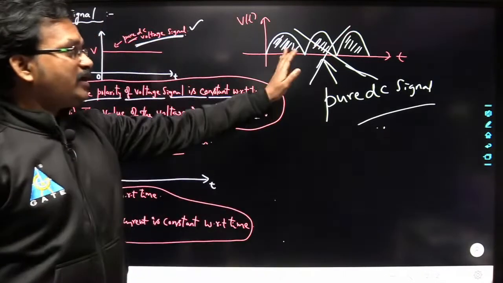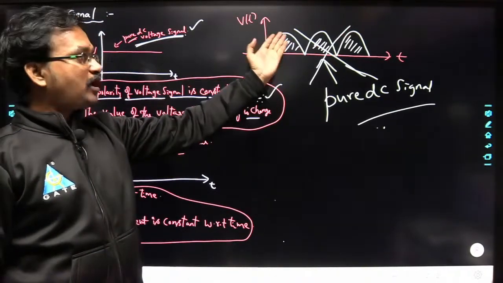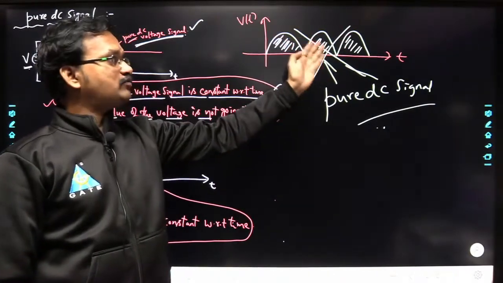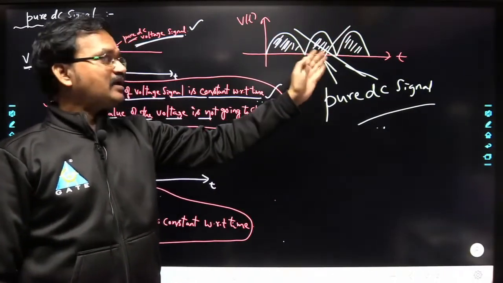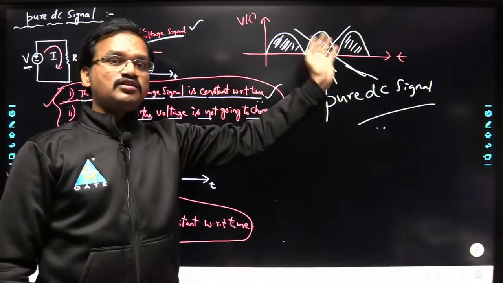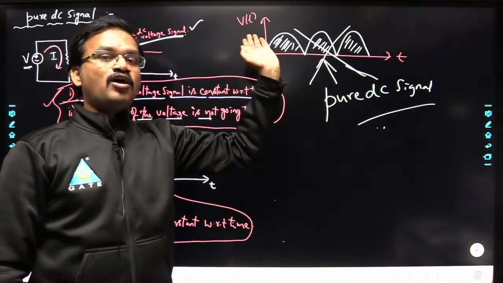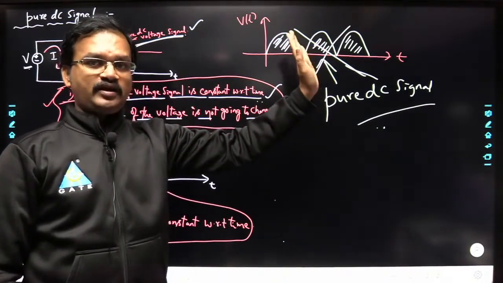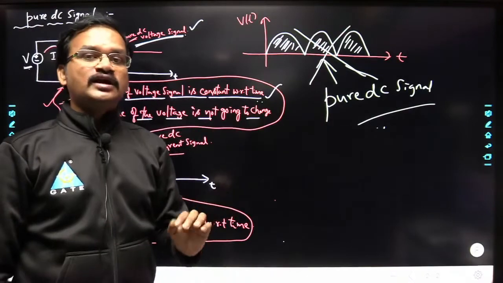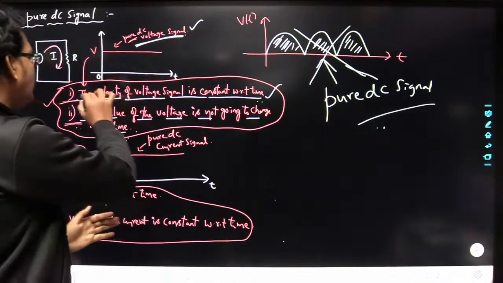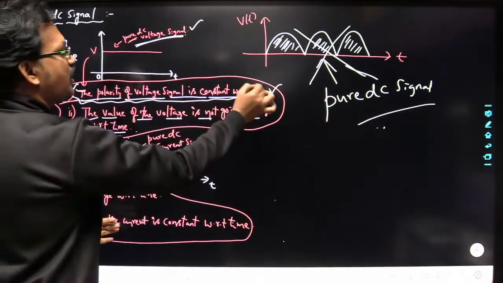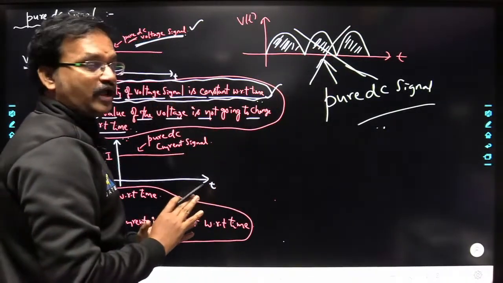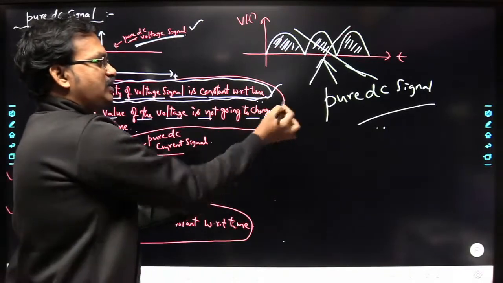The polarity of the voltage signal is not changing. It is the same: here it is plus, here it is plus, here it is plus. But it is not maintaining a constant value of voltage with respect to time, and hence it is not a pure DC signal. It is satisfying only this condition, that the polarity of the voltage signal is constant with respect to time, but it is not satisfying the second property.